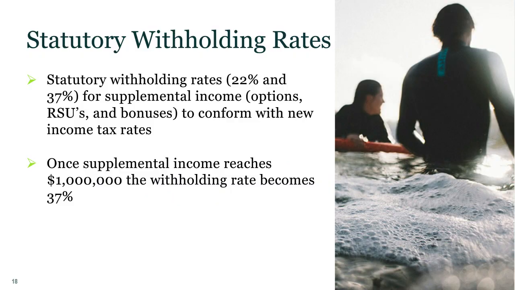There are new statutory withholding rates, 22% and 37%, for supplemental income. Supplemental income is option income, RSUs, and bonuses. This is now to conform with new income tax rates. Once your supplemental income reaches $1 million or more, the withholding rate for federal is 37%. Anything under that would be the 22%.